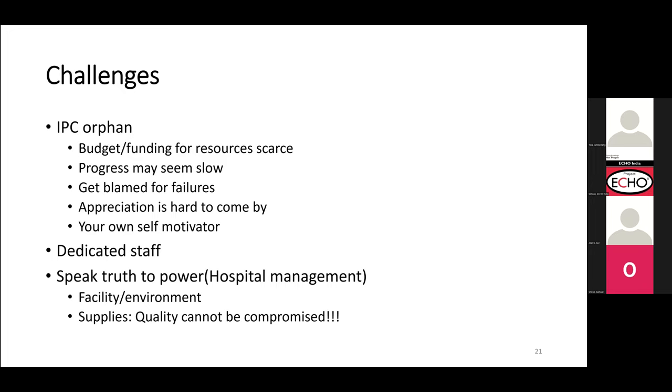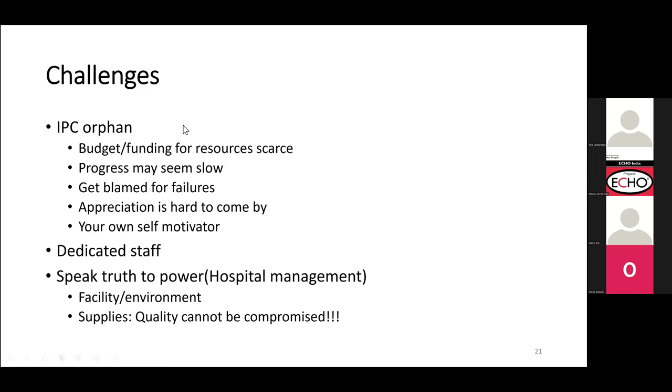When things go wrong, you get blamed for it. A healthcare worker comes down with Lassa and then all the fingers are pointing at the IPC committee. They didn't do this, they didn't do that. Forgetting that there are many aspects to IPC, and to a large extent, it also comes down to the healthcare worker's attitude. Of course, just like the orphan, appreciation is hard to come by. And if you cannot motivate yourself because of the challenges that you meet on a daily basis, then it's difficult.